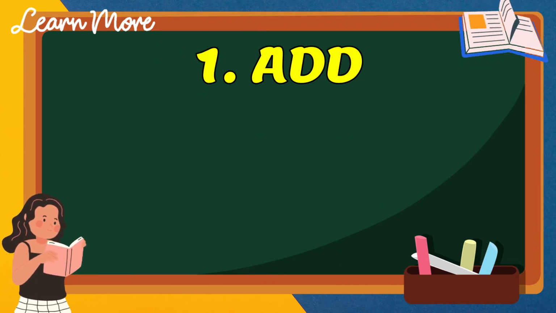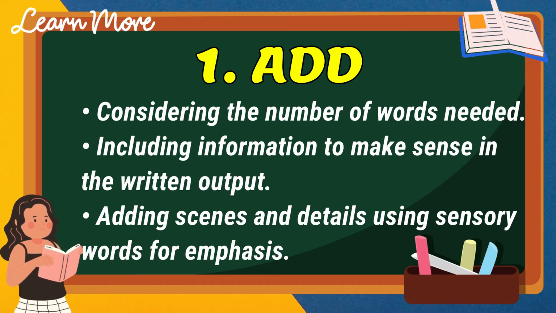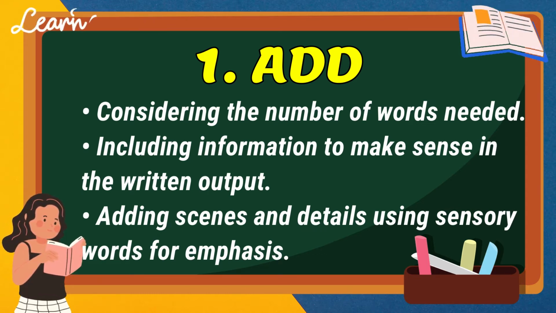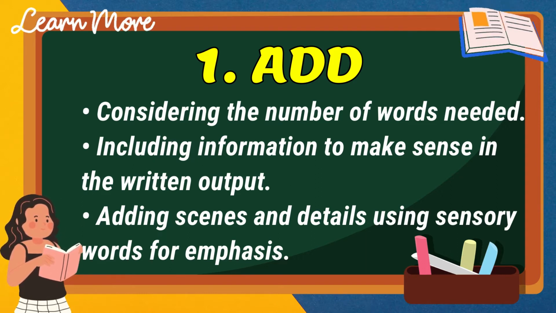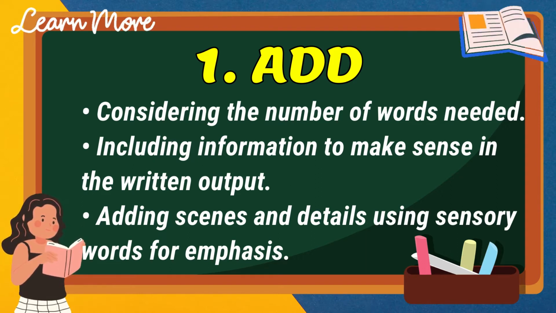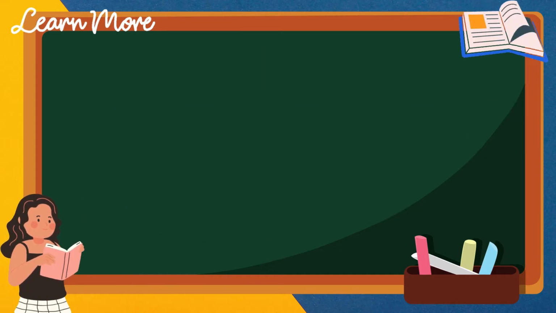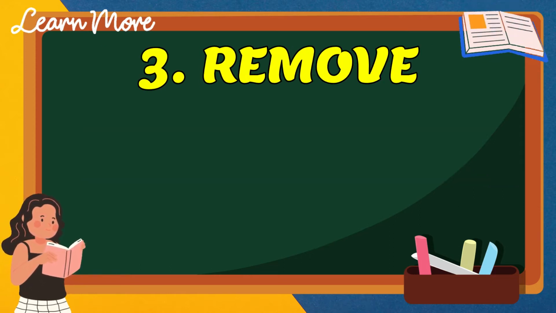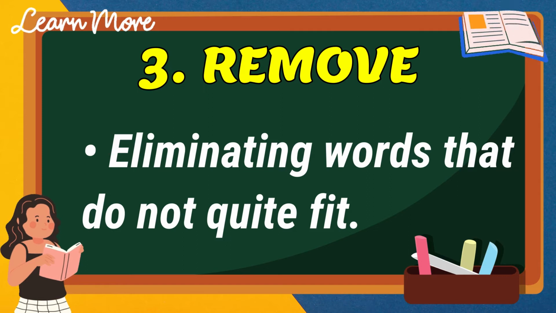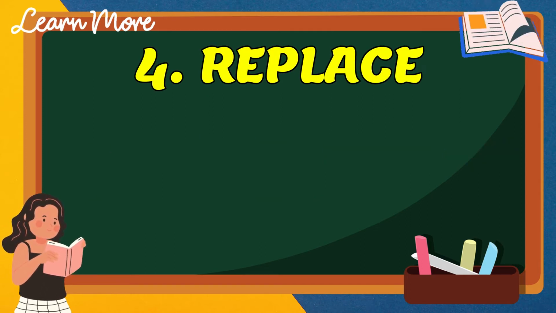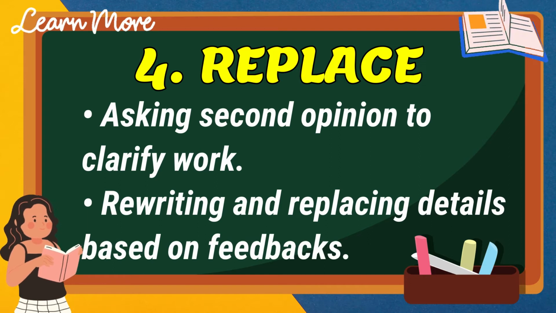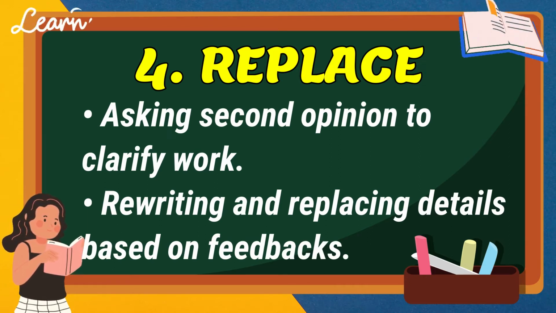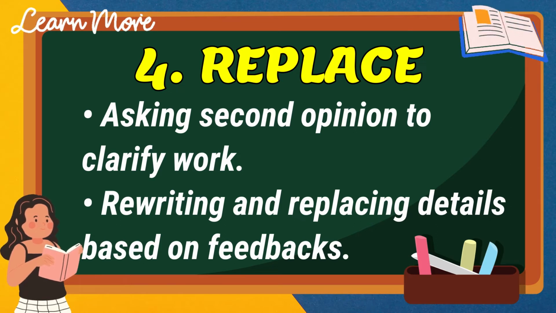First is add, considering the number of words needed, including information to make sense in the written output, and adding scenes and details using sensory words for emphasis. Next is rearrange, keeping the flow, pace, and sequence of the written output in order. Third, remove, eliminating words that do not quite fit. And lastly, replace, asking for a second opinion to clarify work, and rewriting and replacing details based on feedback.